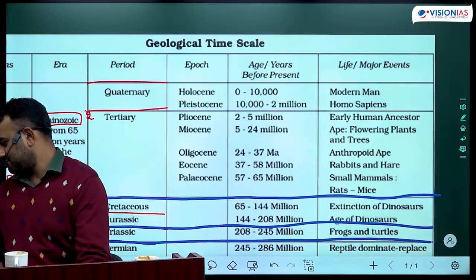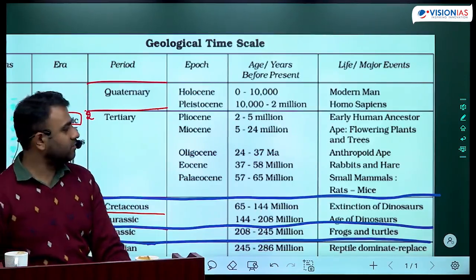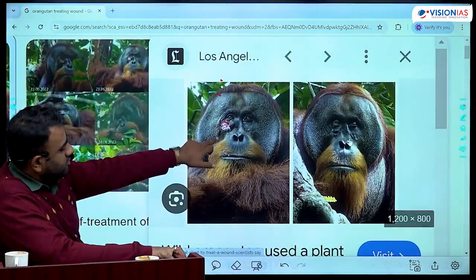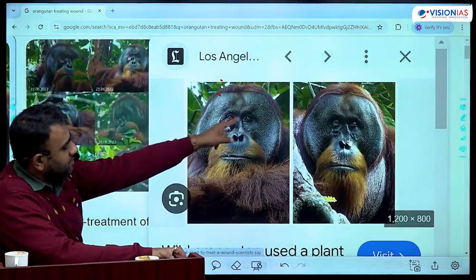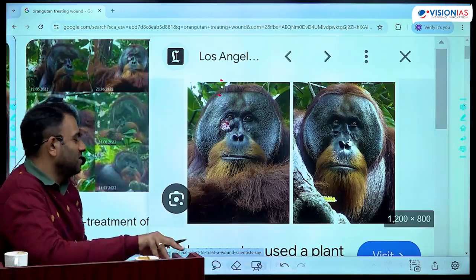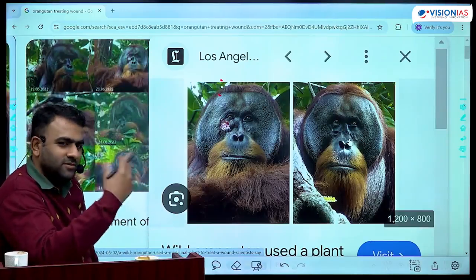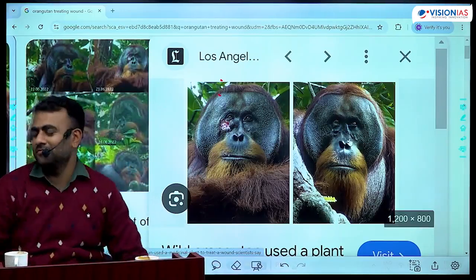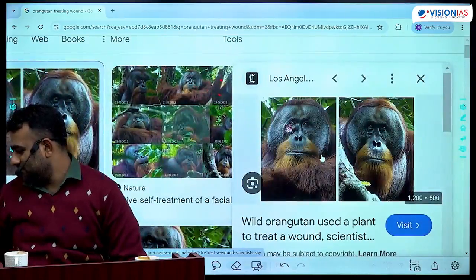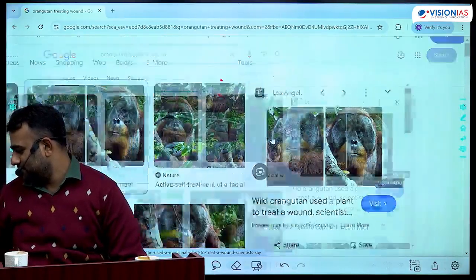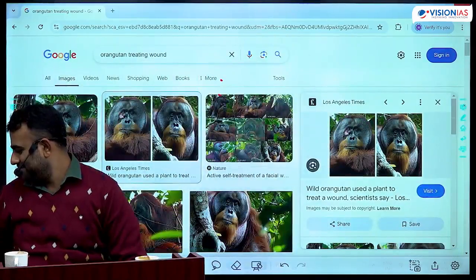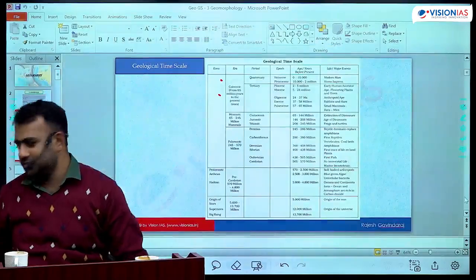Look at this. This was an orangutan which was photographed with a wound. After some time it was healed. It used some plants to treat itself. It ate some plants and applied them on the wound to treat itself. Okay, all these things can come in UPSC.